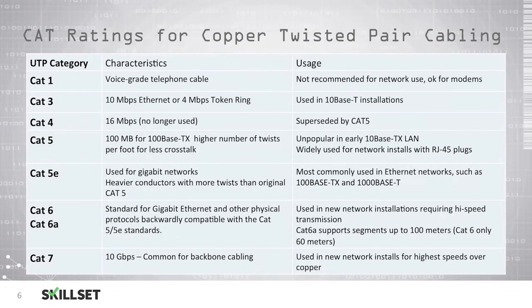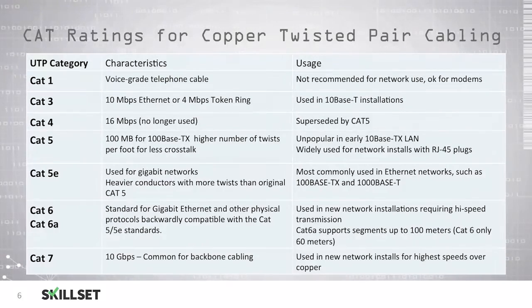An upgrade to Cat5 is Cat6 and Cat6a. This is the standard for gigabit Ethernet speeds and is also backwards compatible with Cat5 and Cat5e. This is generally the minimum grade of cabling being installed today. Category 6 can be run up to 60 meters, but Category 6A now supports segments up to 100 meters in length.